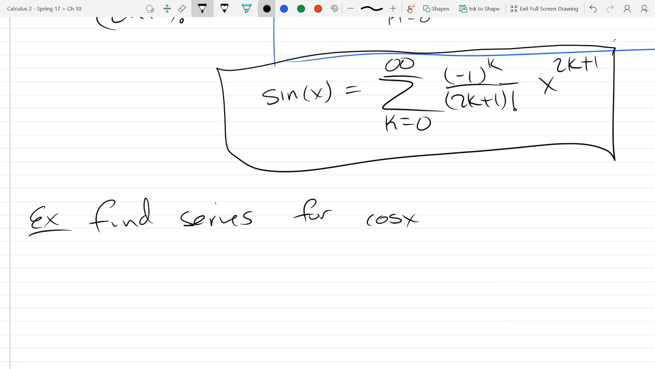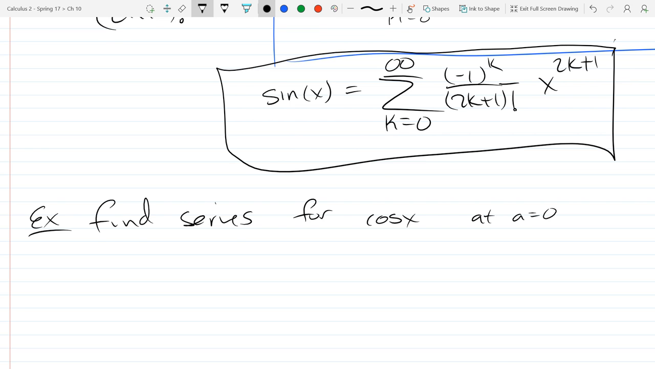So find the series for cosine x. You could find the derivatives and then the pattern of the derivatives at a equals 0. It's going to look pretty much like 0, 1, 0, negative 1, except it's shifted a little bit. I think it goes 1, 0, negative 1, 0. So it has a similar pattern.